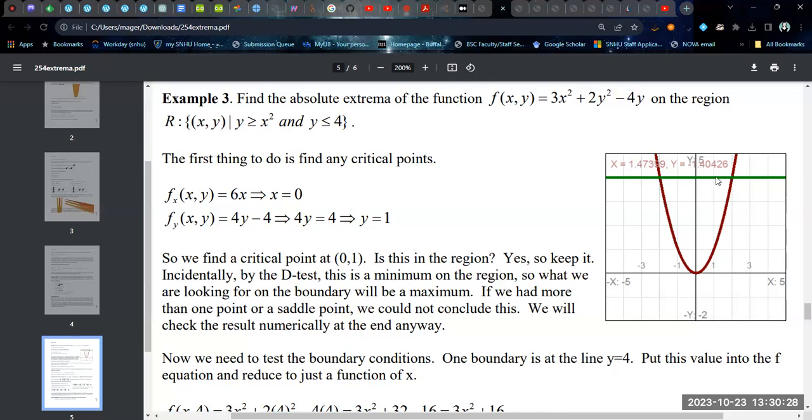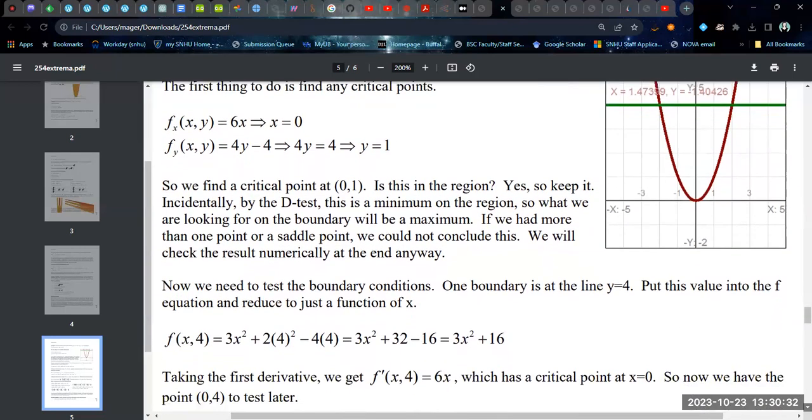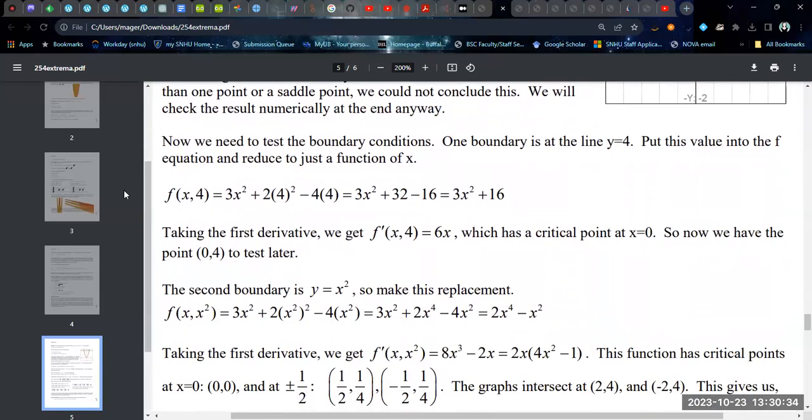So our first boundary line is y equals 4. And so I'm going to plug that into my equation to reduce this to a one-variable case. What is the behavior of the function that's hovering over this region on that boundary? It essentially is going to behave like 3x squared plus 16. We're going to take the derivative, set it equal to 0, and find out it has a critical point at x equals 0.